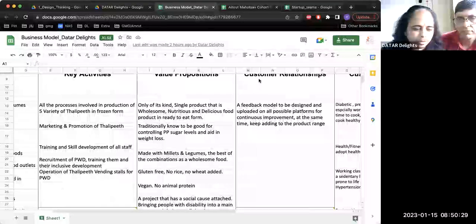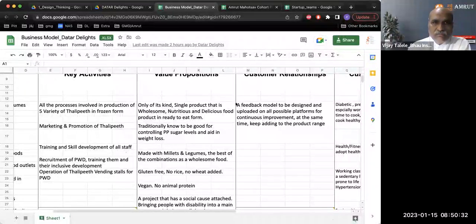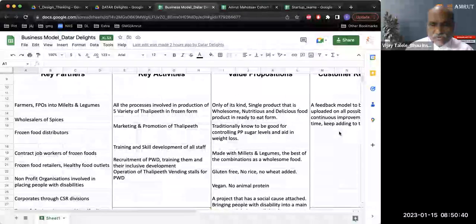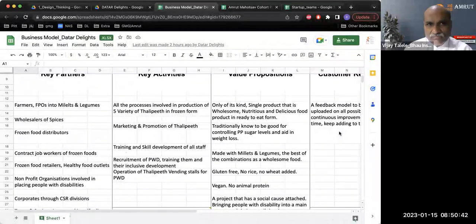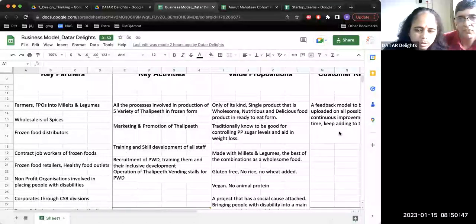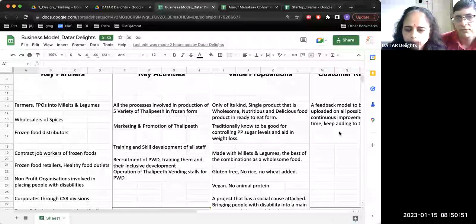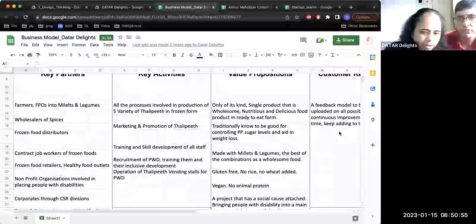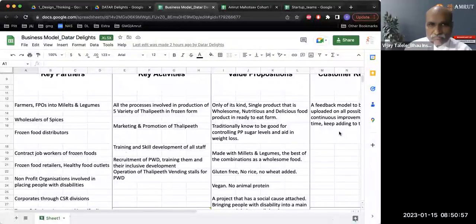Go to the left hand side block, then we'll come to the revenue and cost. So on key activities: production of 5 varieties of thali in frozen form. Ah, you are giving it in frozen form. Yes, sir, frozen form, because the shelf life of the product will be good enough. It will be 100% cooked; one only has to heat it and then consume. Marketing and promotion of Thalipit.